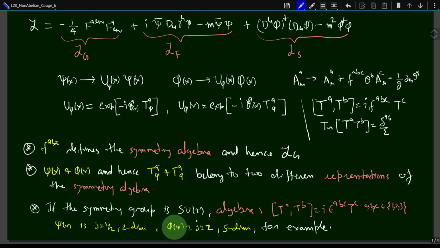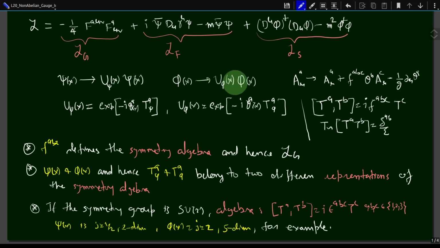And assume that phi belongs to the j equal to 2 representation here, and the j equal to 2 representation is 5-dimensional. In that case, the TA matrices will be 5 cross 5 matrices that can be obtained using the angular momentum algebra. Angular momentum algebra you already know, the matrix elements and all these things you already know. So in principle, I can have two particles.